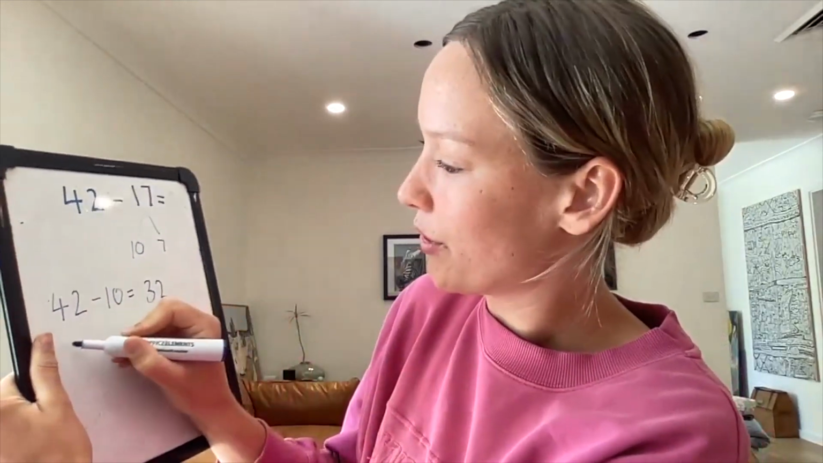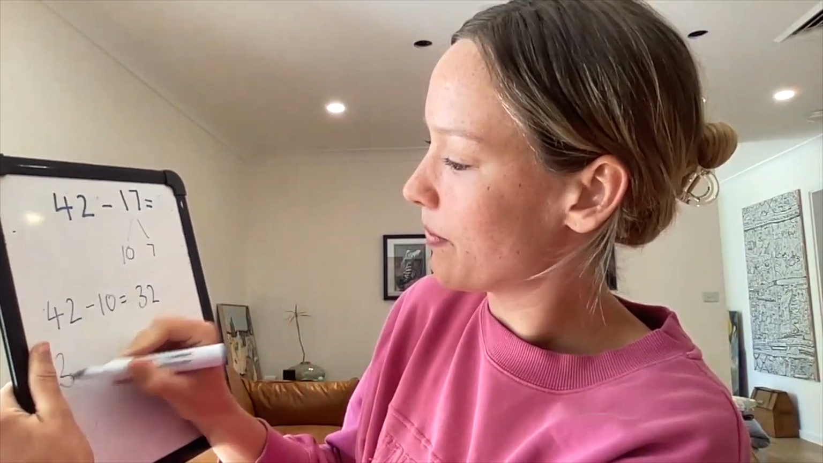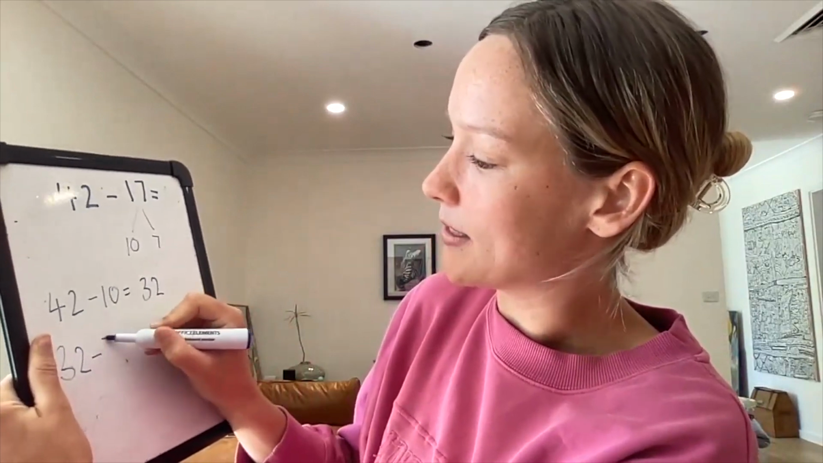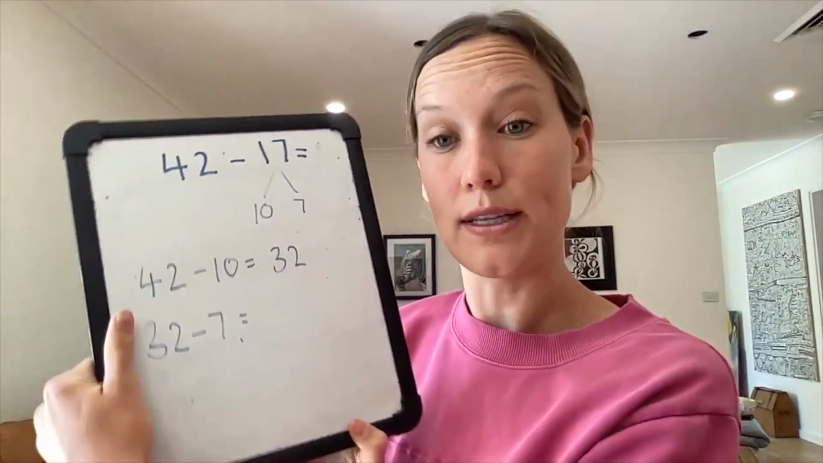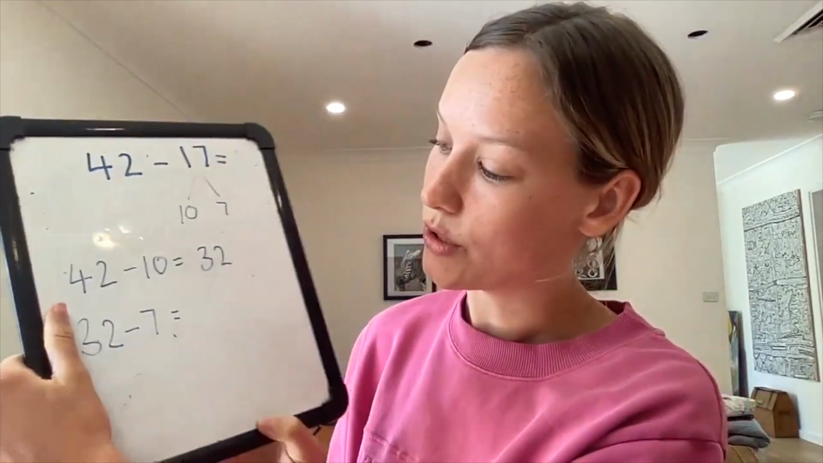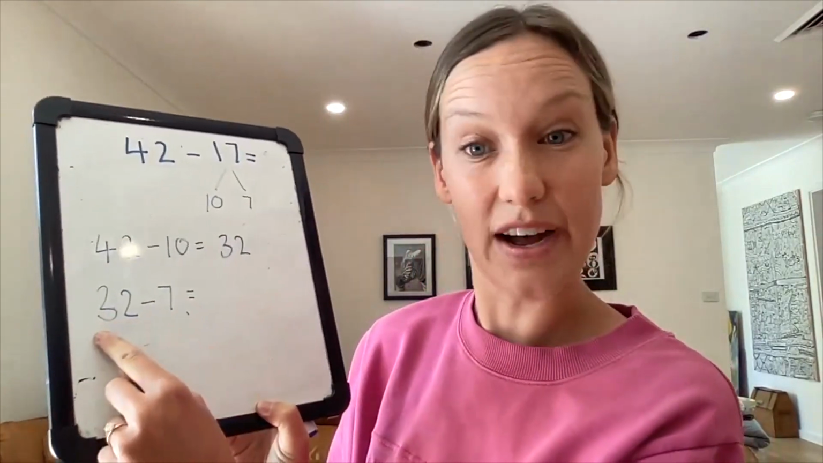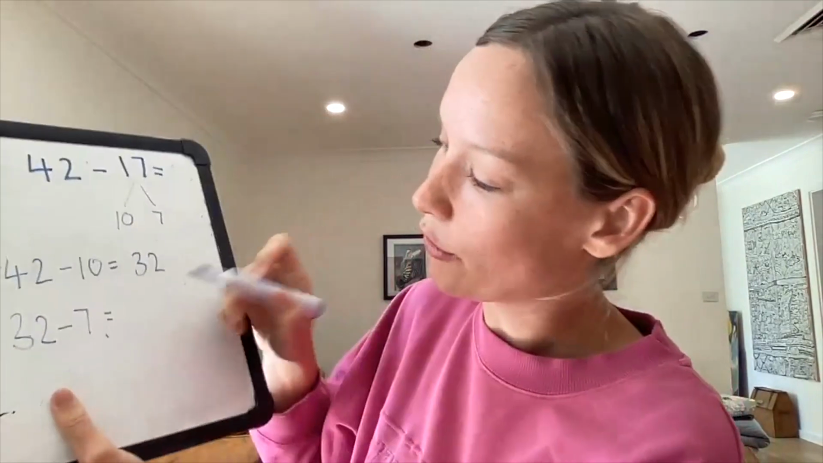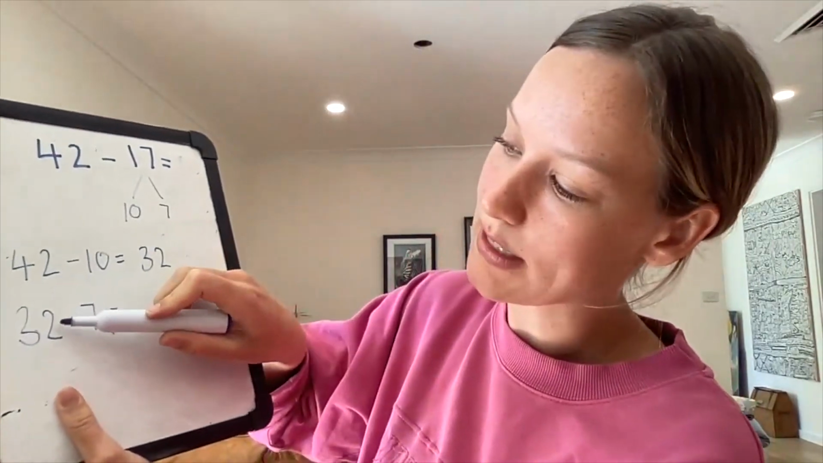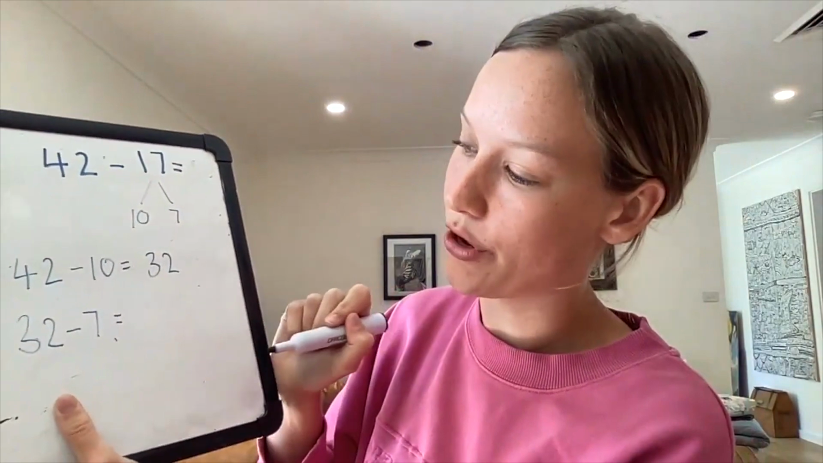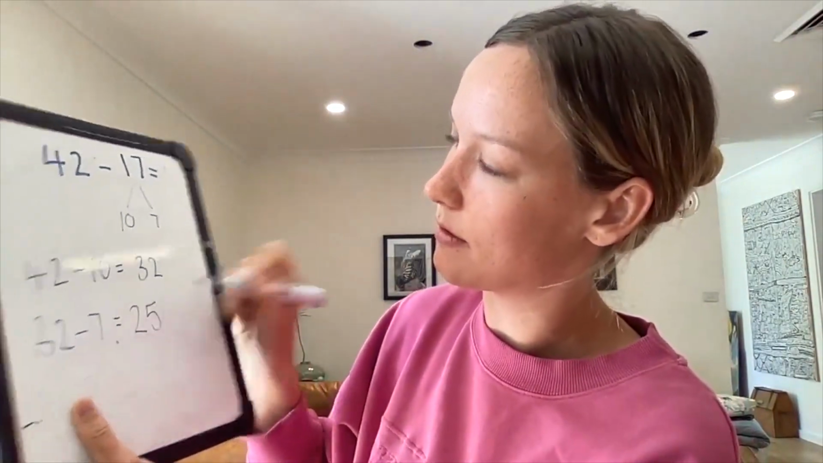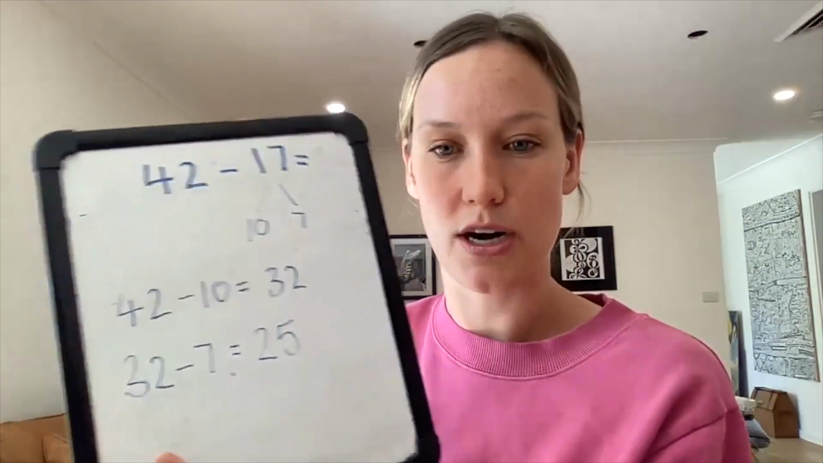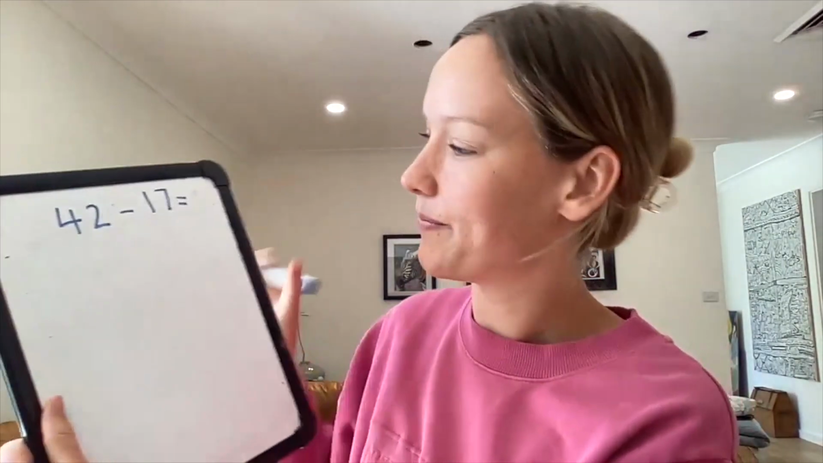So I've got 32 take away 7 equals... you might not be able to do that in your head. So you could always count backwards, or you could take away 2 and then 5. I'm going to do it that way. I know that 2 plus 5 equals 7. So if I take away 2, then I'll have 30. And if I take away another 5, my answer will be 25. That's the split strategy. The next strategy I'm going to use is a number line.